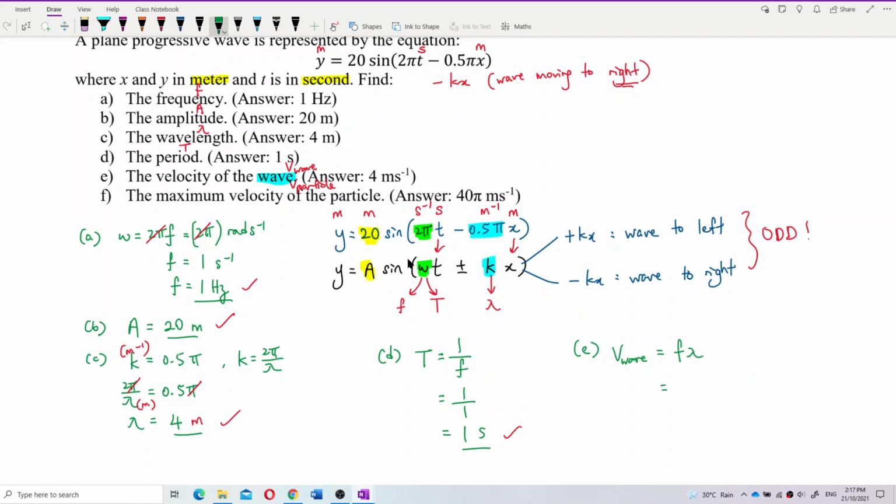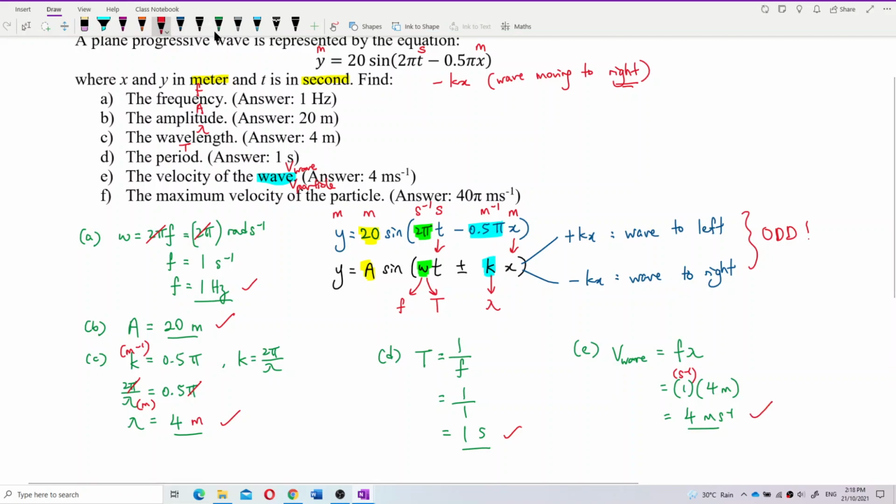We have the f already, 1 hertz, and lambda is 4 meter, right? Is it in meter or centimeter? Meter. So our velocity of the wave will be 4 meter per second, because our frequency is in per second. Multiply, you get 4 meter per second. Is the answer correct? Yes, 4 meter per second. That's correct.